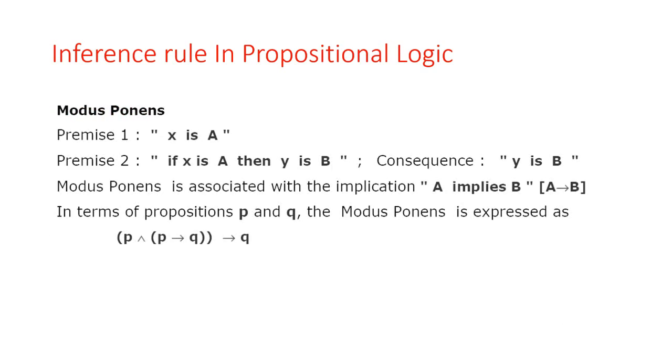Okay. Then another example: we are generating two premises over here. Premise one: x is a. Premise two: if x is a then y is b. So the consequence is that y is b. Okay. So the modus ponens is associated with the implication A implies B. So in terms of propositions P and Q, the modus ponens is represented as P and P implies Q.